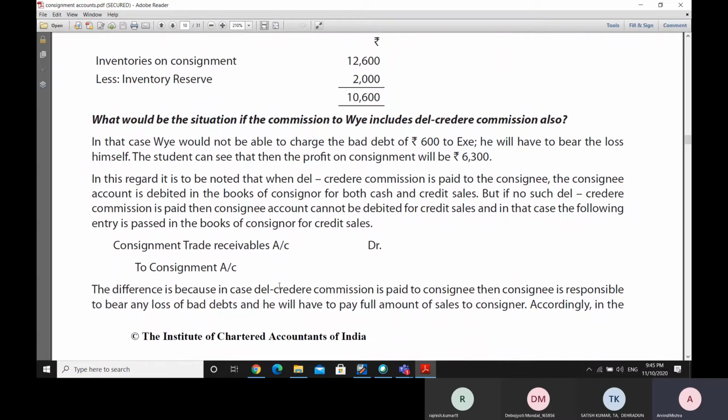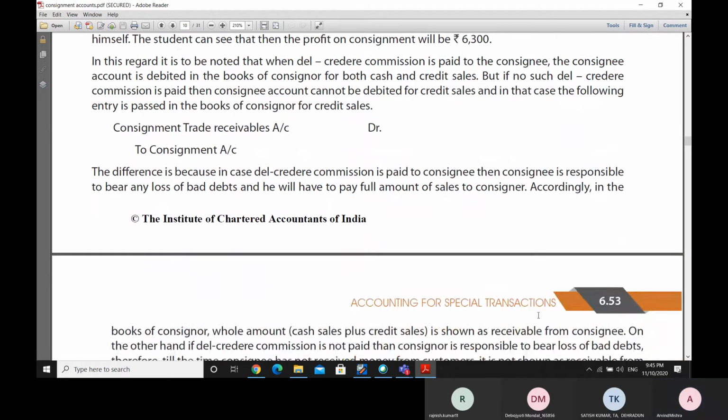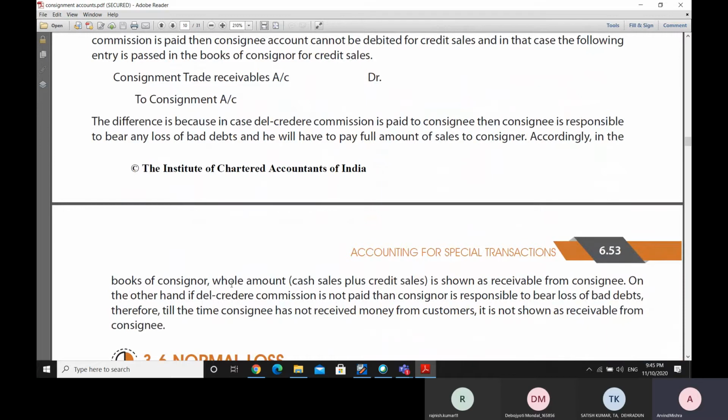So the difference is because in case del creditor commission is paid to the consignee, then the consignee is responsible to bear any loss of bad debts and he has to pay the full amount of sales to the consignor. So accordingly, in the consignor's books, the whole amount, that is cash sale plus the credit sale, is shown as receivable from the consignee. So whatever sales happens there, it is shown as receivable from the consignee.